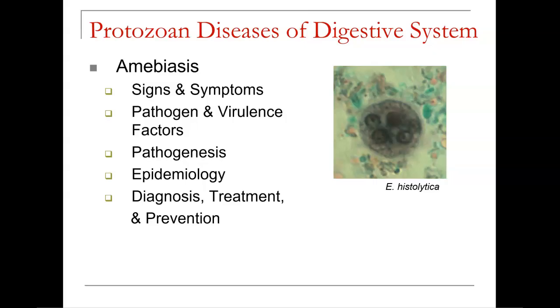Pathogenesis. You're going to have cysts that are ingested. They travel to the small intestine where they're going to develop into trophozoites. These are then going to travel to the large intestine where they begin to cause symptoms. Epidemiology is going to be transmitted by consumption of contaminated food or water, contaminated hands, or oral-anal intercourse. The majority of individuals will develop luminal amoebiasis. Diagnosis will be microscopic observation of the Entamoeba in the stool, intestinal biopsies, and serological identification.